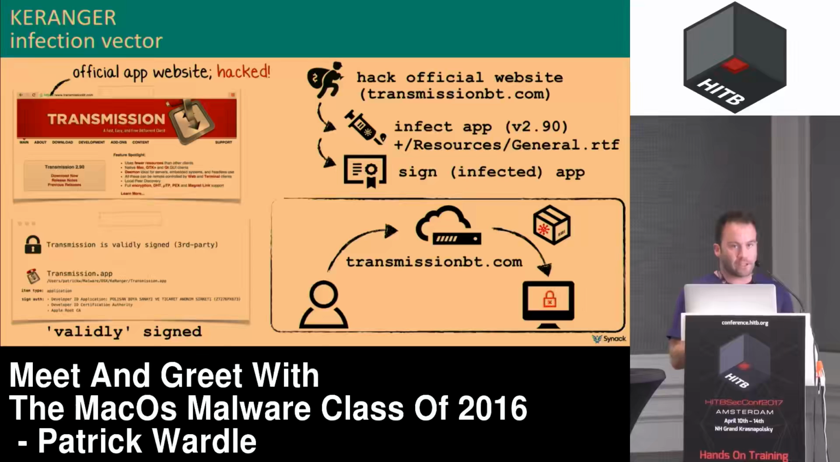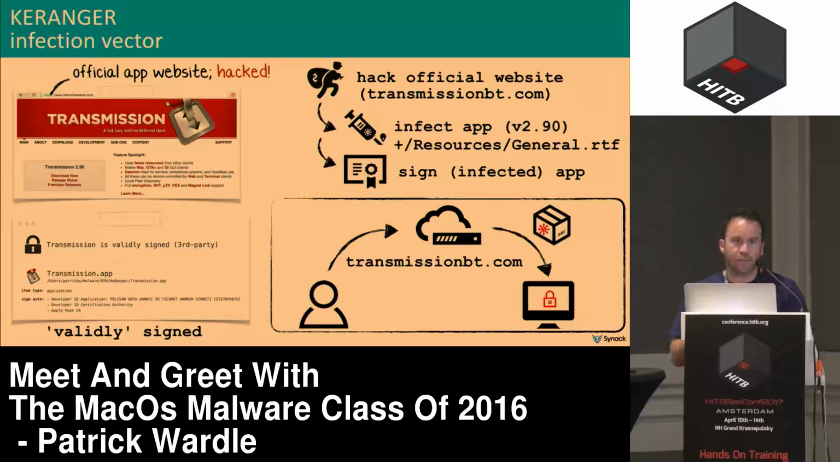So in terms of its infection vector, how could users be infected with this piece of ransomware? Well, it turns out the malware authors actually hacked the official website of a popular Mac BitTorrent application named Transmission. What they then did is they infected this application and injected their malicious ransomware into the application bundle. So then when an unsuspecting user would go to the legitimate Transmission website to get the BitTorrent application, instead of getting a pristine copy, they would actually get a copy that had been infected with ransomware.